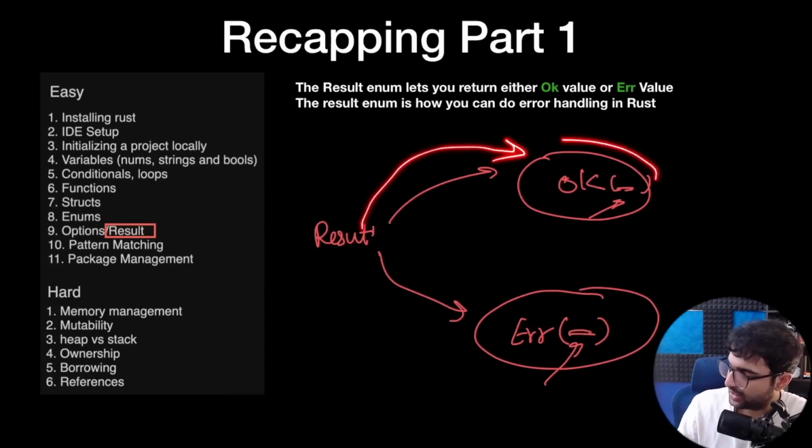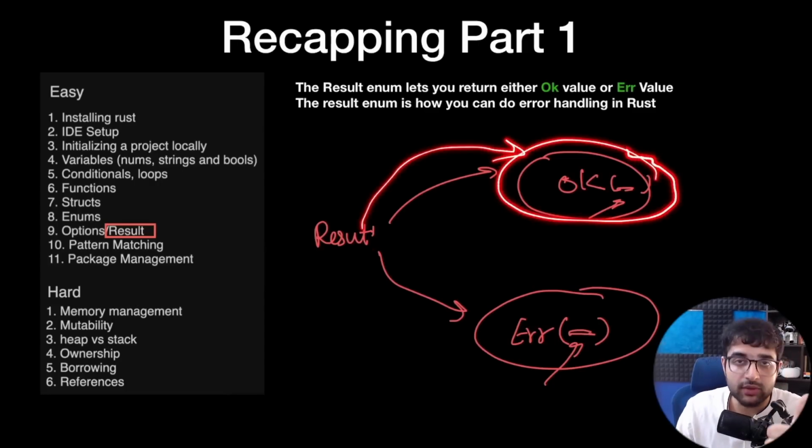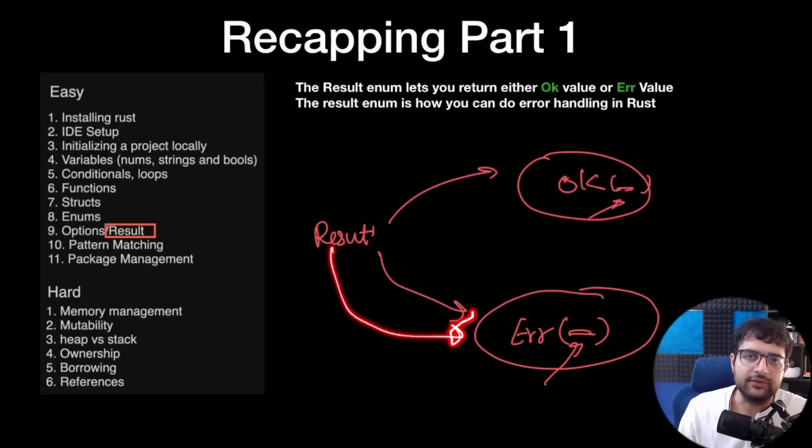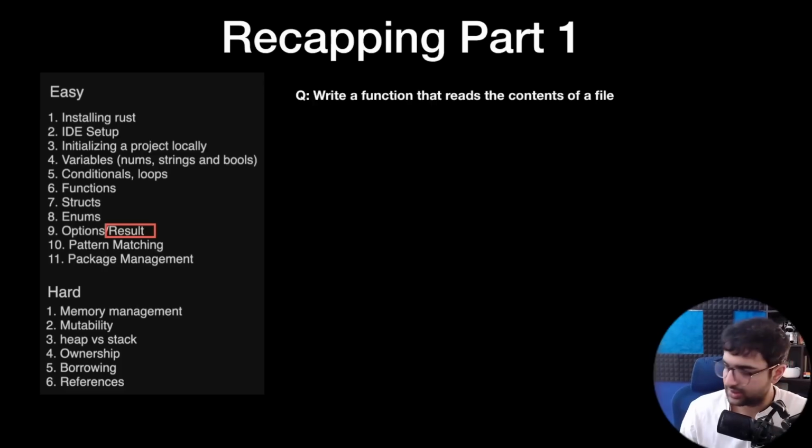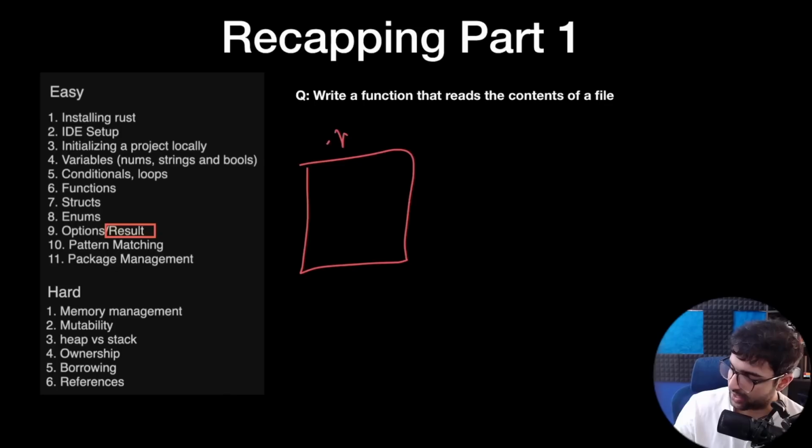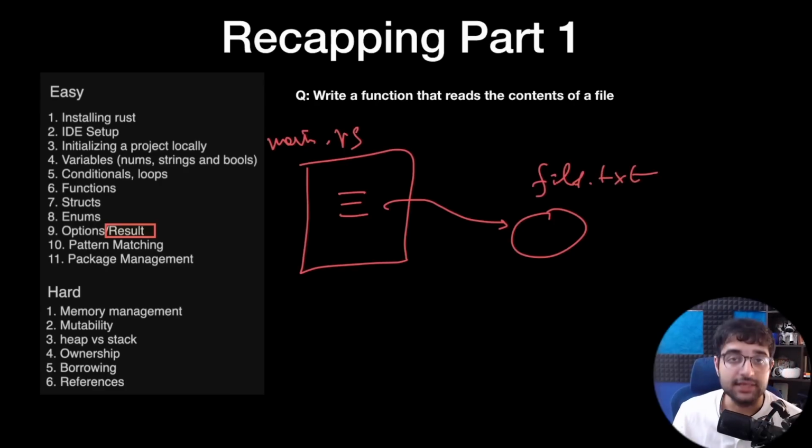This variant says that some value was returned, the function returned some value correctly. This variant says there was an error that was thrown during the execution of the function. Did not understand? No problem. Let's go through the slides and try to look at an example. What does it say? Write a function that reads the contents of the file. This is a perfect example of a function that may return an error. If this is your Rust code over here, or your .rs file, main.rs, you might try to read the contents of another file, let's say file.txt, but maybe this file doesn't exist.